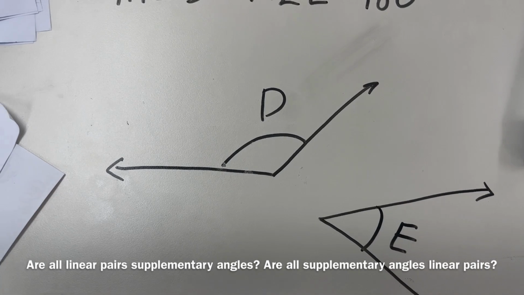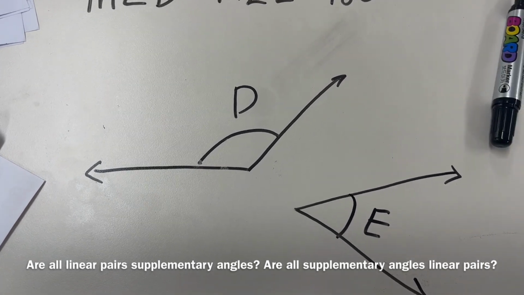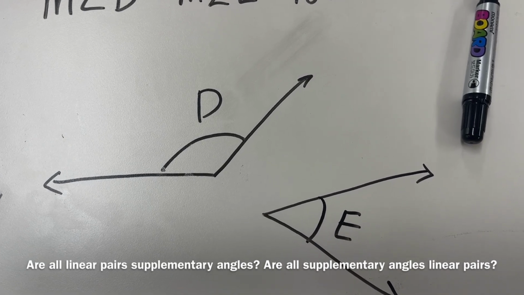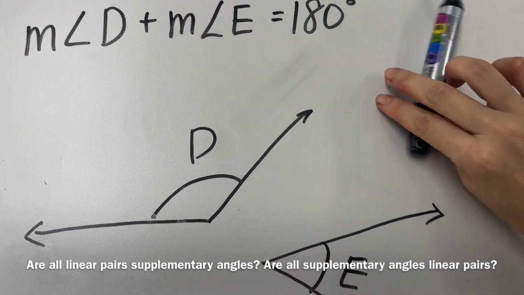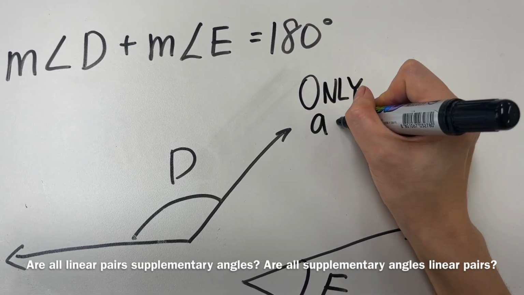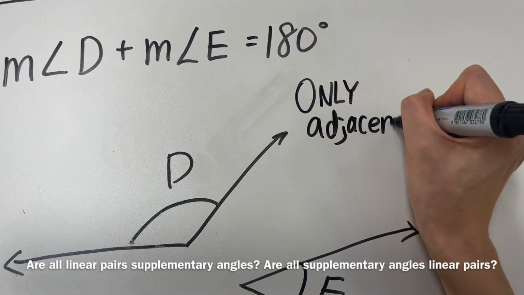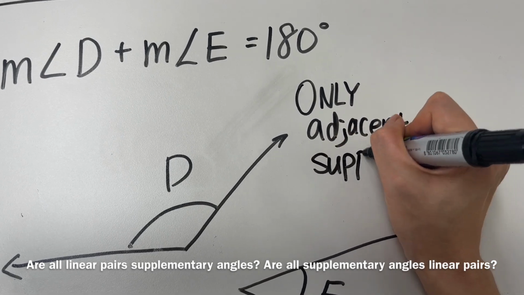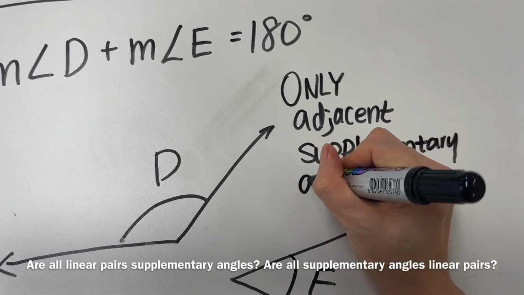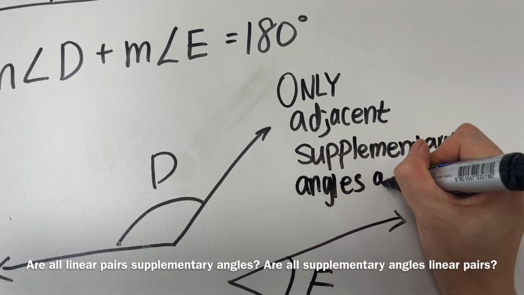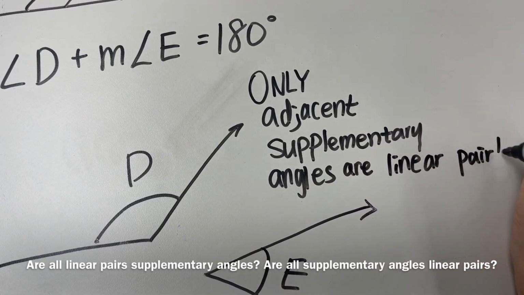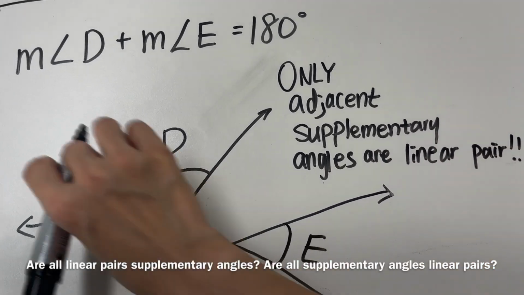Okay, so when they ask you, are all supplementary angles linear pairs? Not all supplementary angles are linear pairs. Only adjacent supplementary angles are linear pairs. Okay? Alrighty.